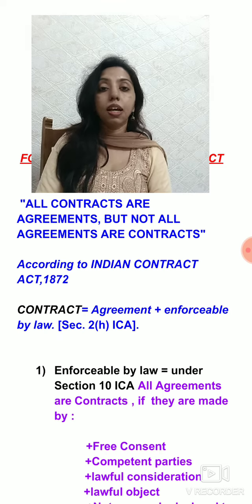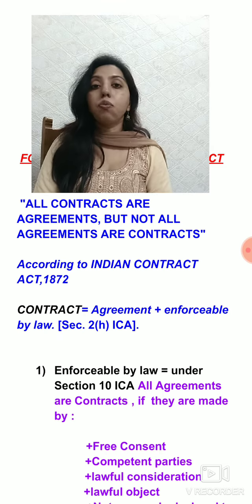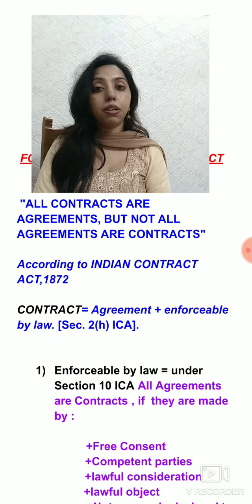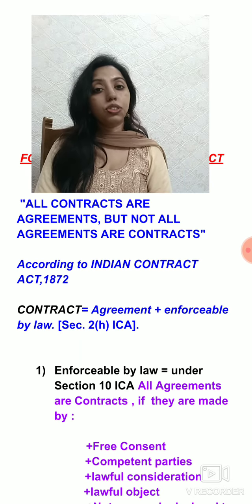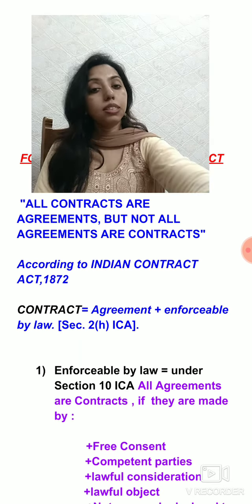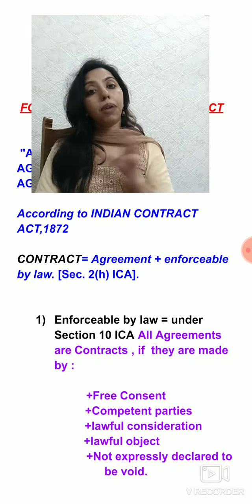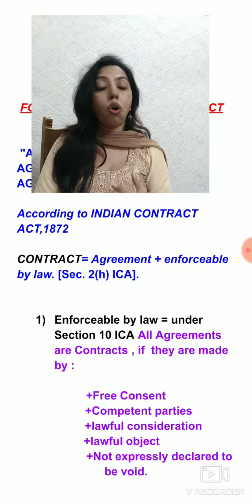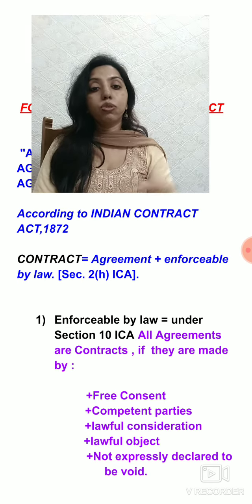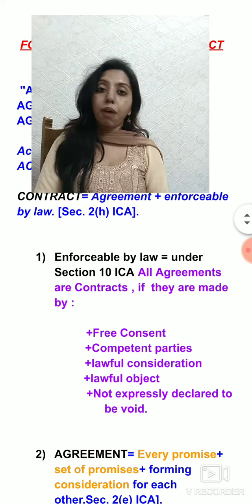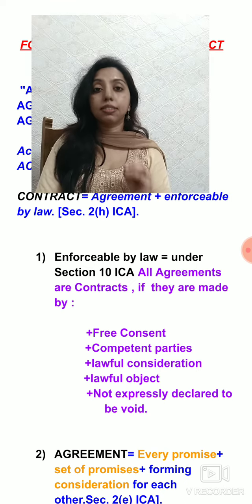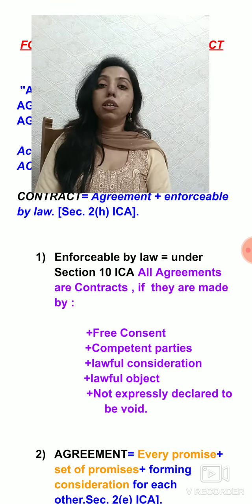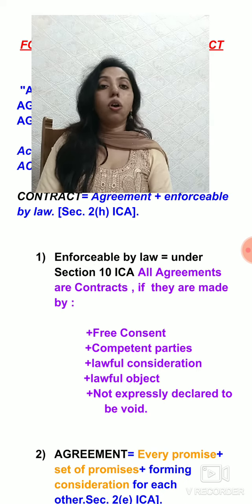Now the question arises: what is an agreement, and what makes an agreement enforceable by law? The answer is given under Section 10 of the Indian Contract Act, which provides the 5 conditions which make an agreement legally enforceable. The first condition is that the parties entering into this agreement must do so voluntarily. That means their consent must be free, free from the influence of fraud, coercion, undue influence, misrepresentation or mistake.